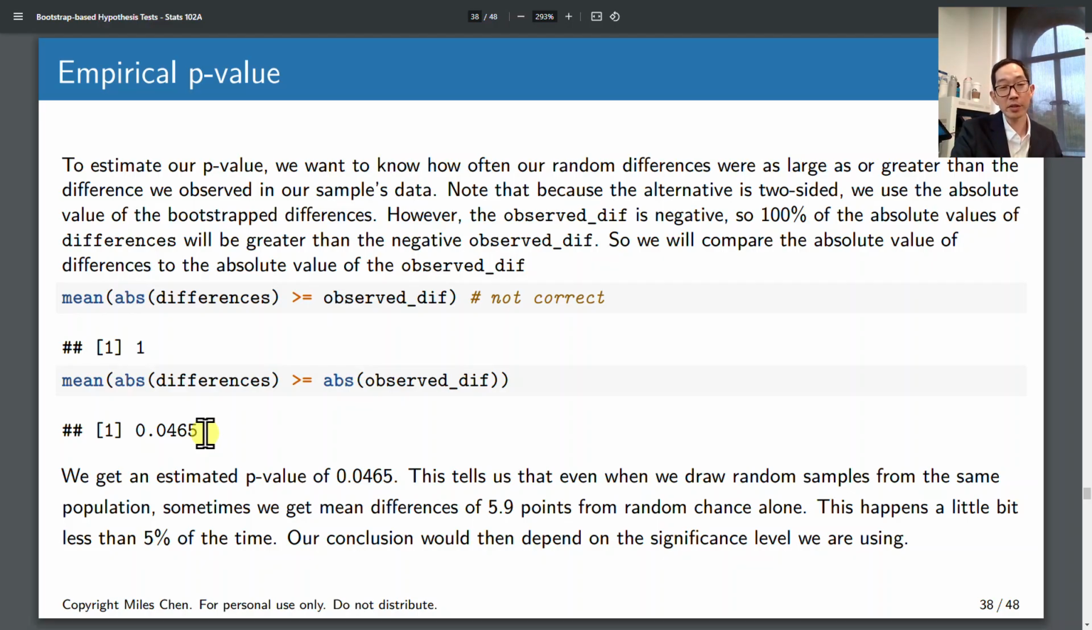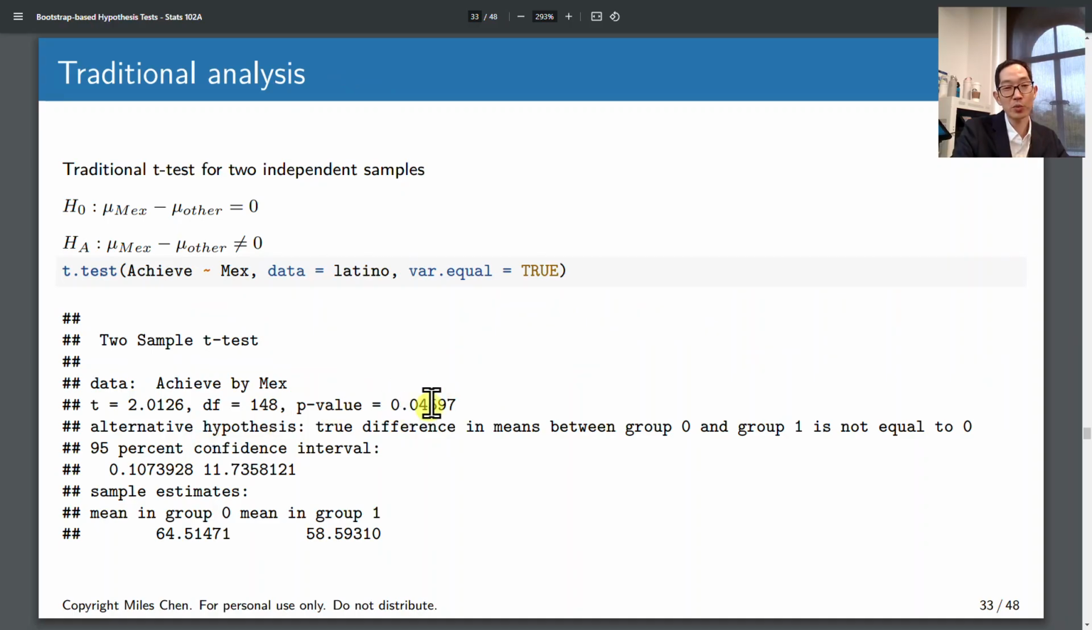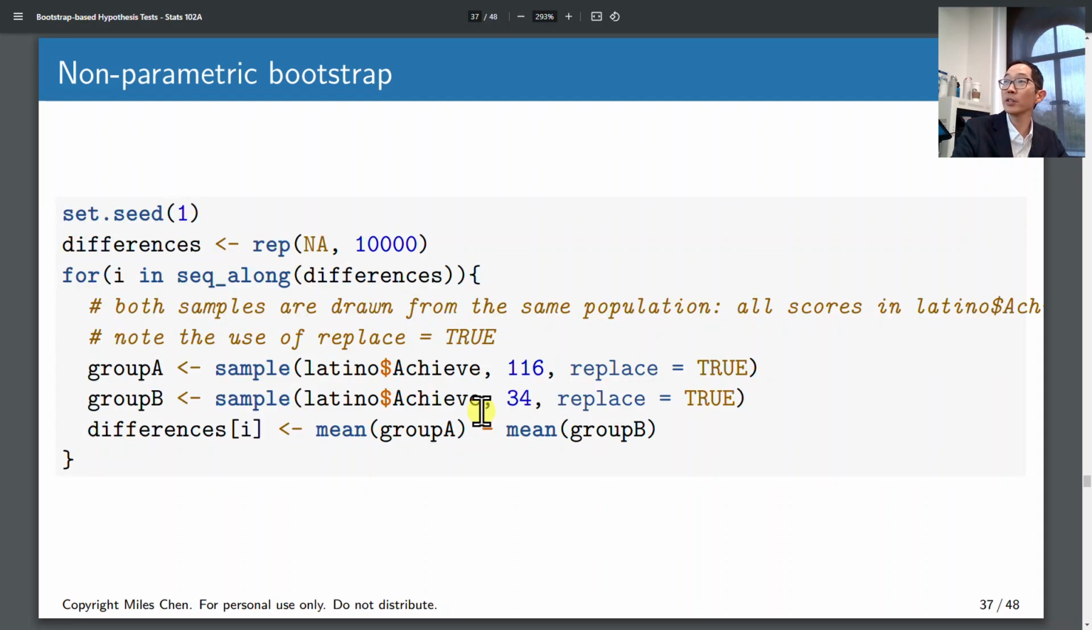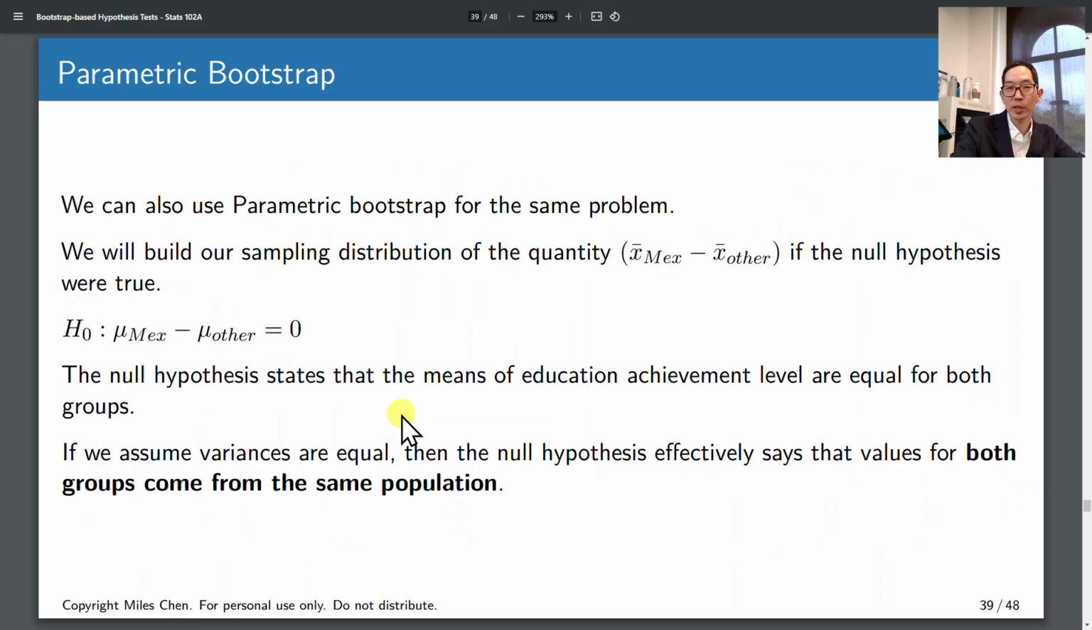Okay, this aligns with what the t-test did. Our t-test, when we ran it, we got a p-value of around 4.6%, 0.04597. Here, when I run Bootstrap, I get something right around there, 0.0465. Okay, and again, less than 5%. So if my significance level is 5%, I would reject the null hypothesis. So that would be how we do non-parametric bootstrap, okay?